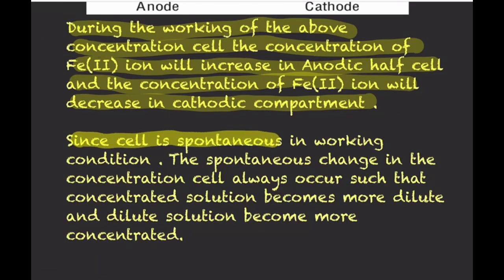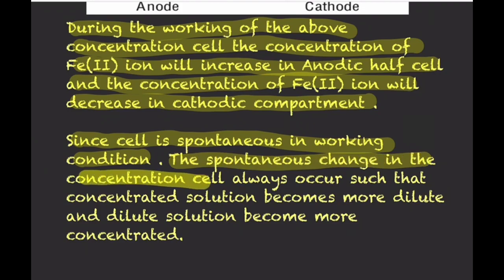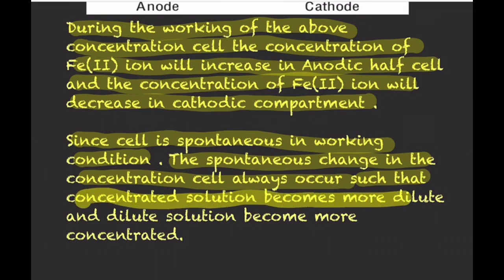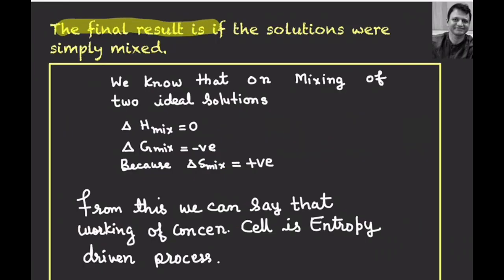Since the cell is spontaneous in working condition, the spontaneous change in the concentration cell always occurs such that the concentrated solution becomes more dilute and the dilute solution becomes more concentrated. The final result is as if the solutions were simply mixed, because on mixing of two solutions, the dilute solution's concentration will increase and the concentrated solution will become dilute. This effect in a concentration cell is like mixing of two solutions.